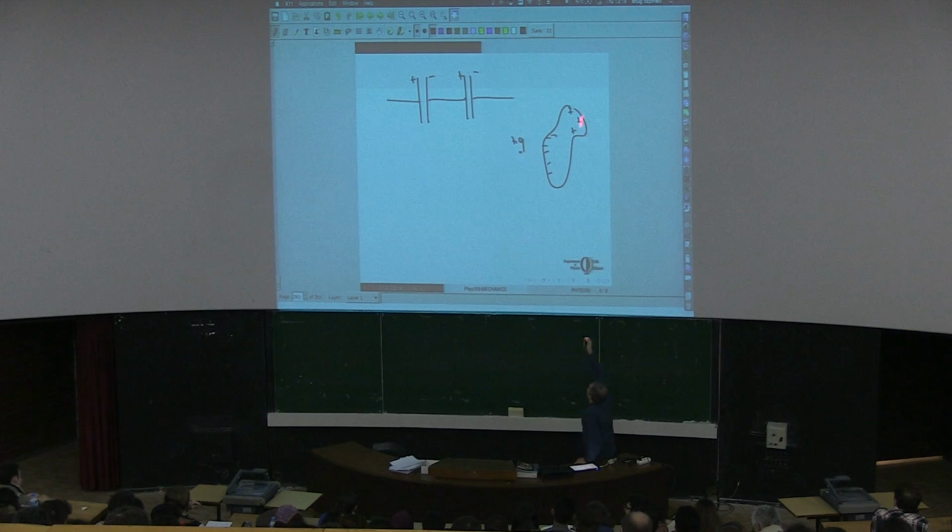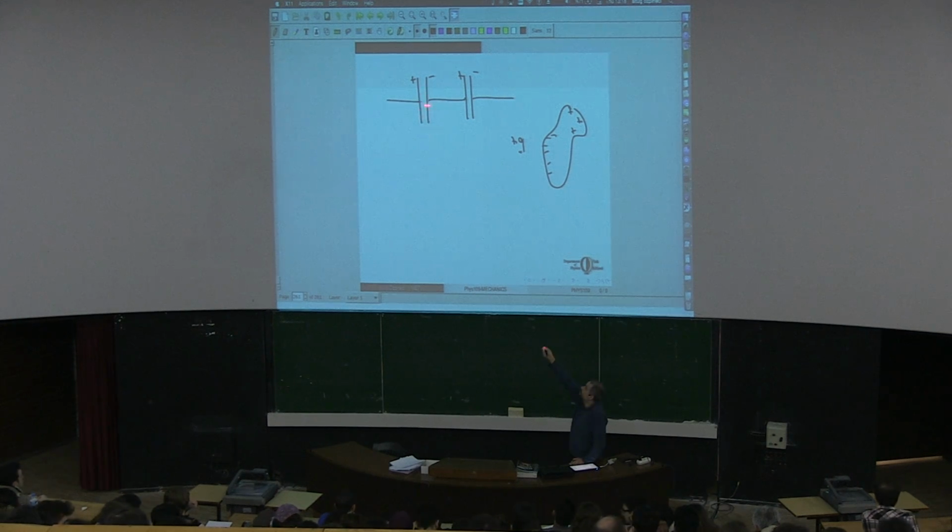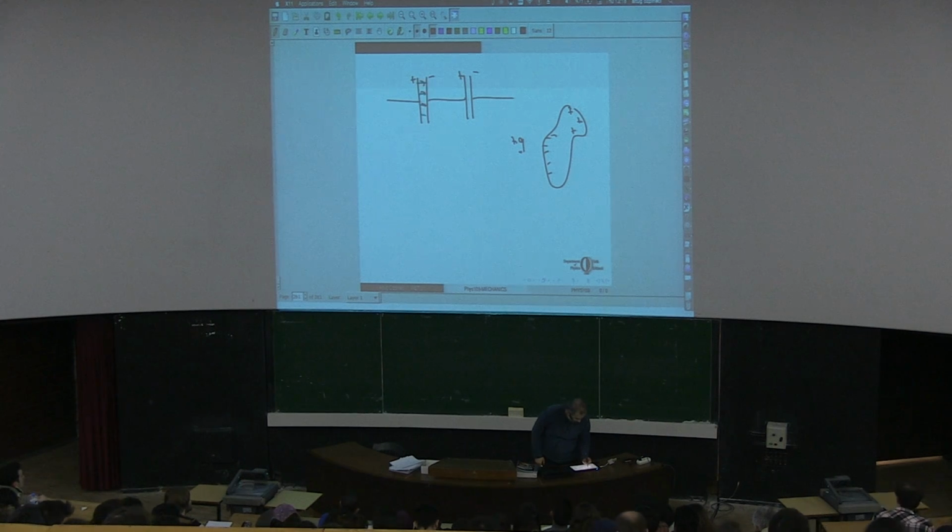So this thing and this question are the same thing. If you put positive charges over here, they will attract negative charges. Where is the electric field here? In between the plates. And then you have an electric field in between these plates.